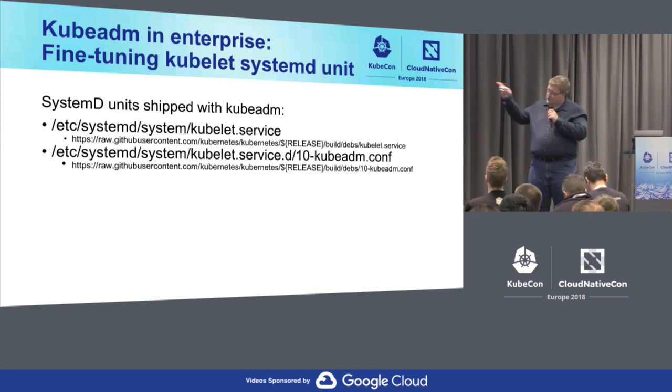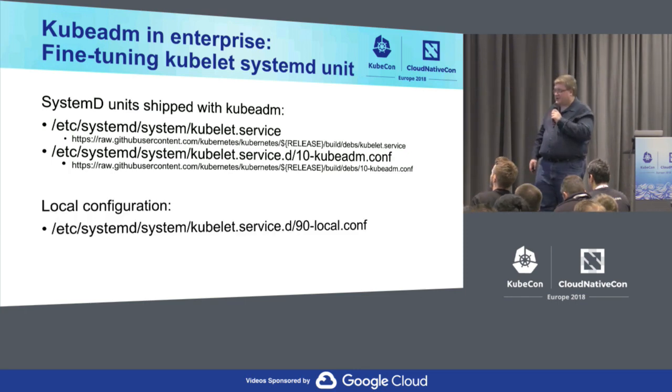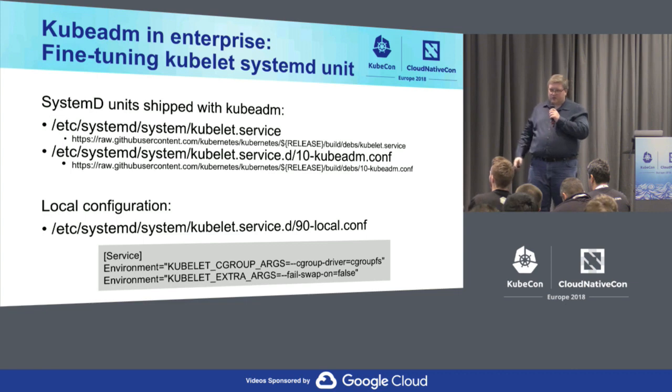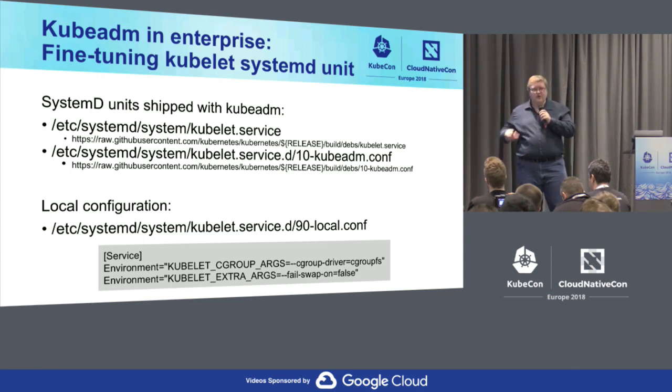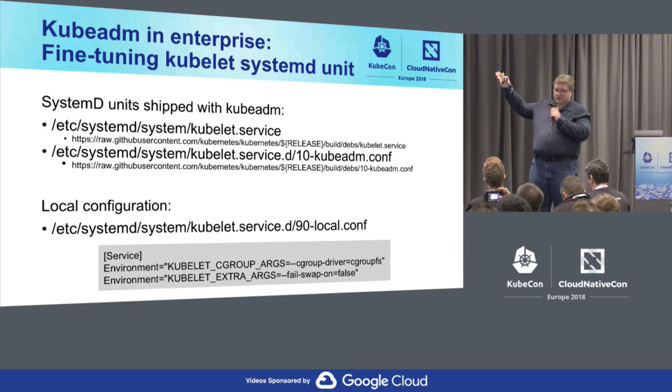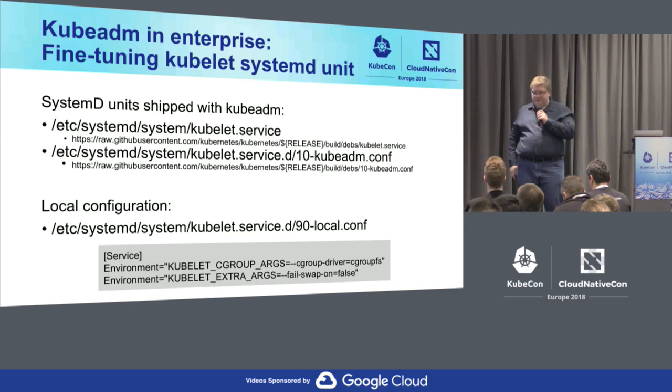Documentation says go and modify this kubeadm conf. Probably it's not a good idea. My recommendation is create your own local drop-in for systemd, and you can easily override the parameters that you need to change. What it will allow you to do, you will see when the parameters on upstream, on our side, are changing, and you will always know what you have changed in your local system.